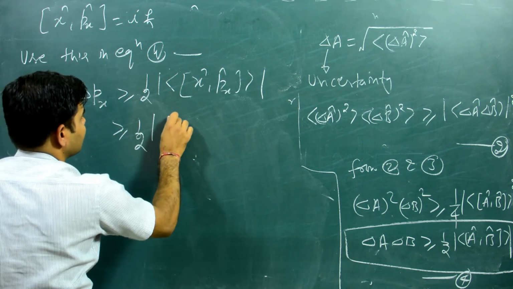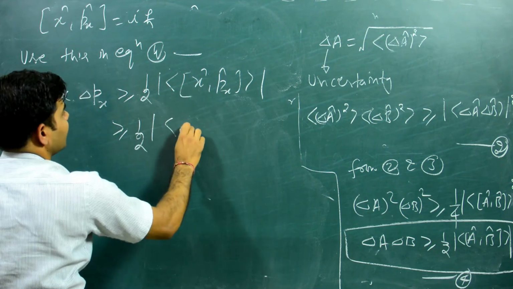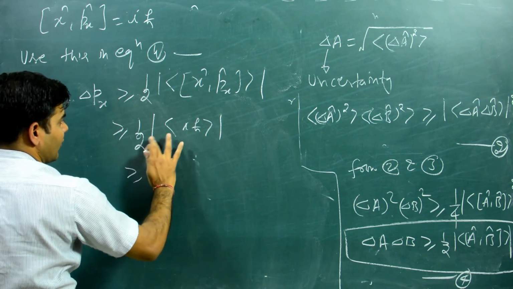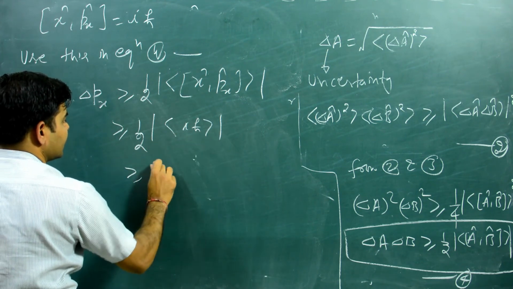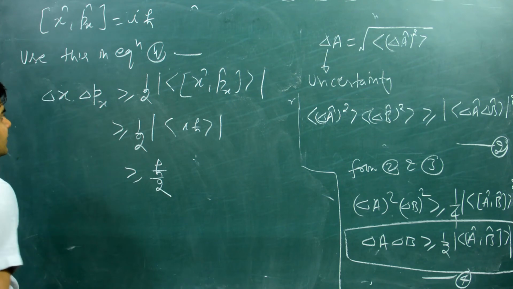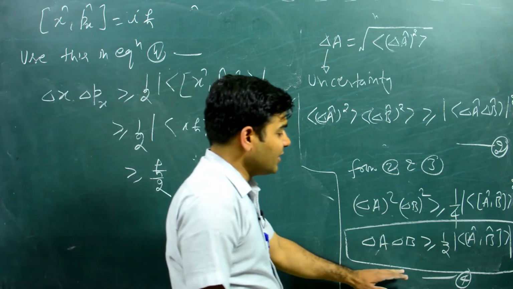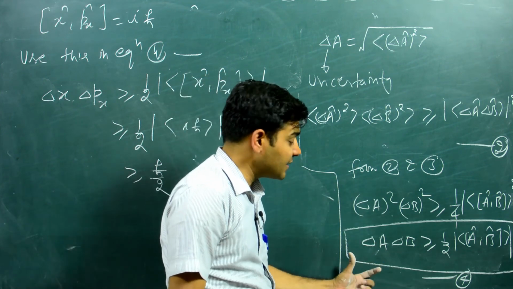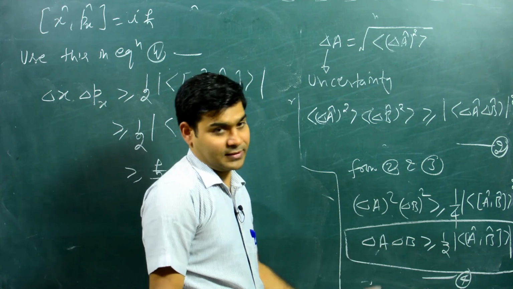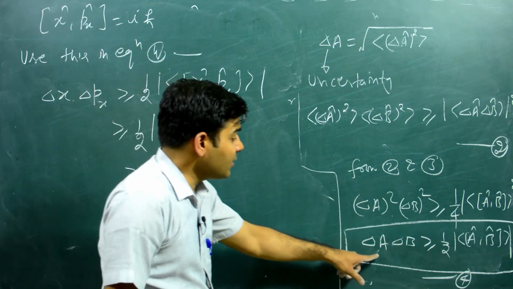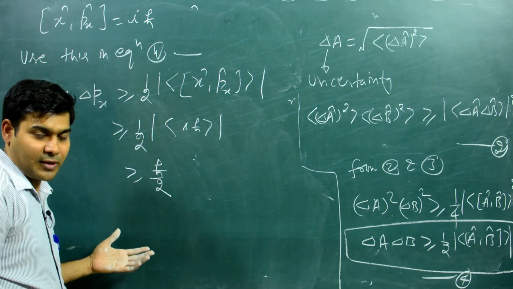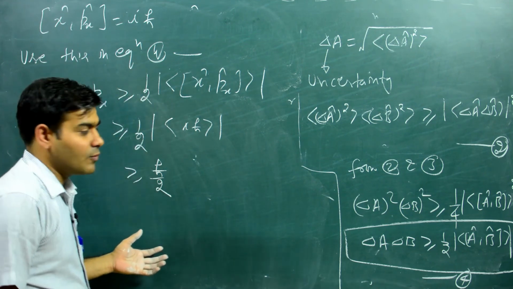Now the modulus of the expectation value of the commutator of x and p is i h cross. The modulus of i is 1 and h cross is a number, so this is h cross by 2. This is the more familiar form of the uncertainty principle. So this is called the generalized uncertainty principle, which gives you a relation between the uncertainties of two operators A and B, where these two operators could be functions of x and p or some other Hermitian operators. They could be any Hermitian operator.